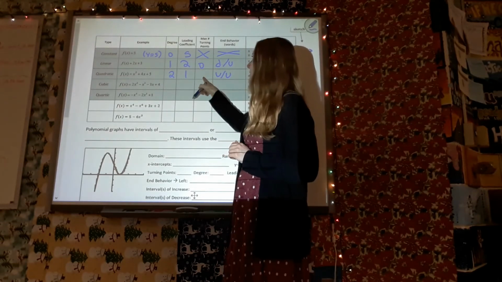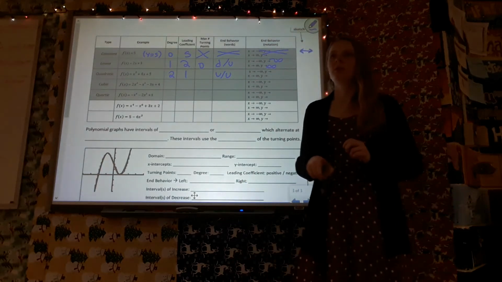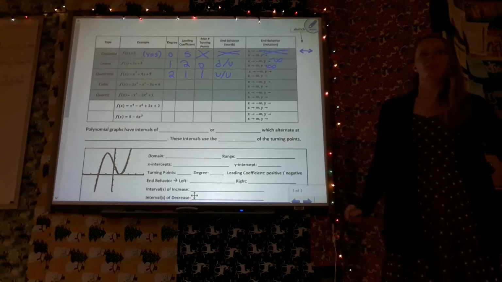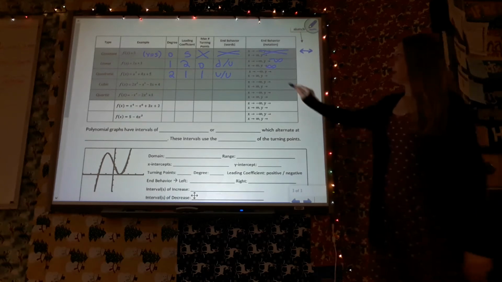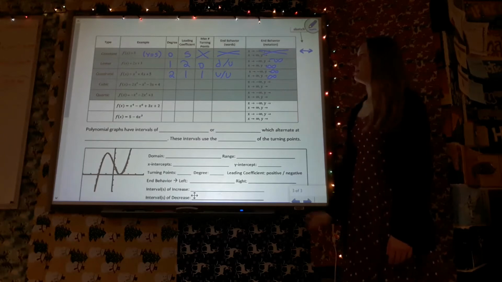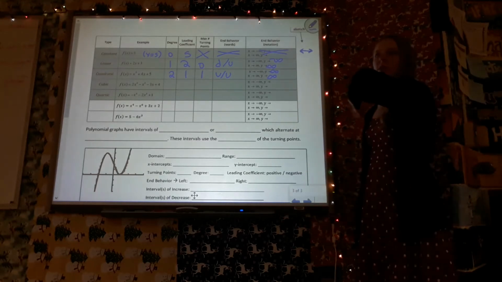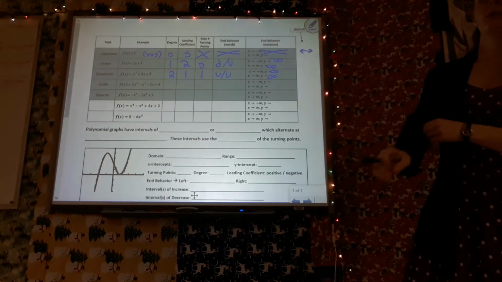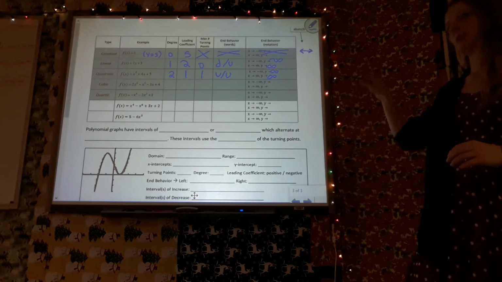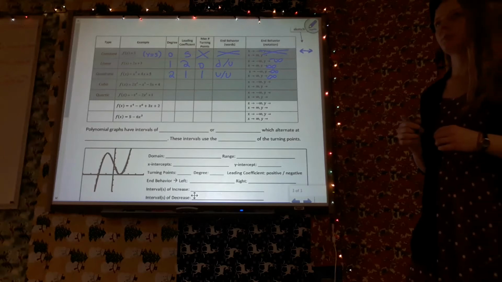Oops, I forgot this one. What's the maximum number of turning points? Sorry about that. 1. 1 less than the degree. And then the end behavior is up, up. So then what would I write for both of my y's? Positive infinity. Okay. Everybody okay with that one? Yes? No, they don't always. That's what we're talking about. There are situations where they're different.